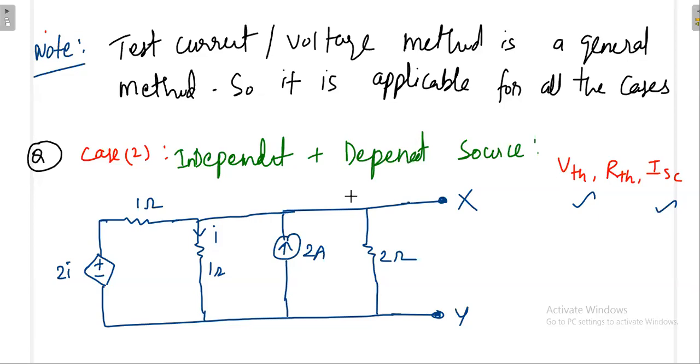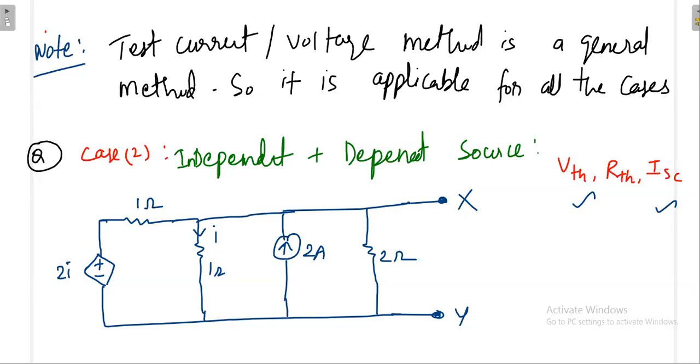Can somebody tell me, if I apply the test current or test voltage method, can I remove this 2 ampere source? I am not applying Thevenin's or Norton's theorem; I consider this as a general circuit. Now I am going to apply the test current and test voltage method. Can I remove this 2 ampere or not? Please think it properly, then tell me. We'll see that later. First, we'll go by Thevenin's and Norton's theorem, then we'll see the general method later.